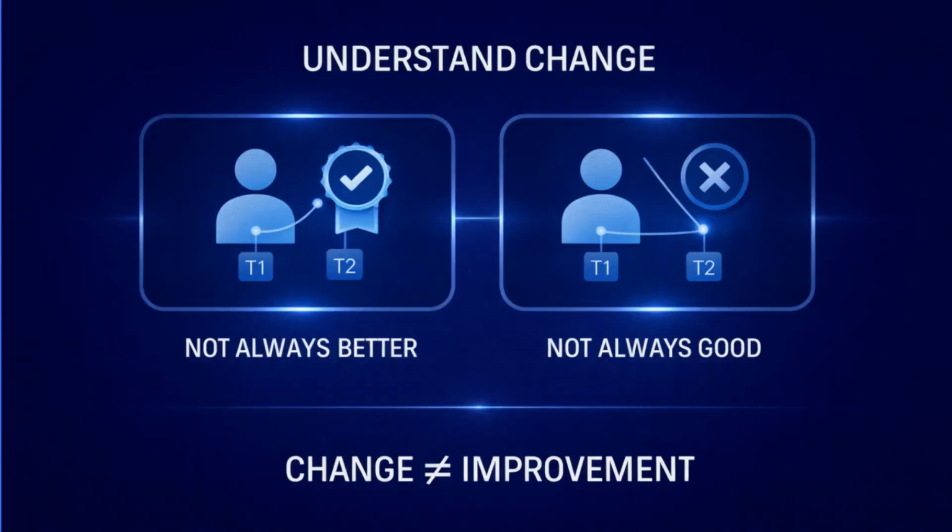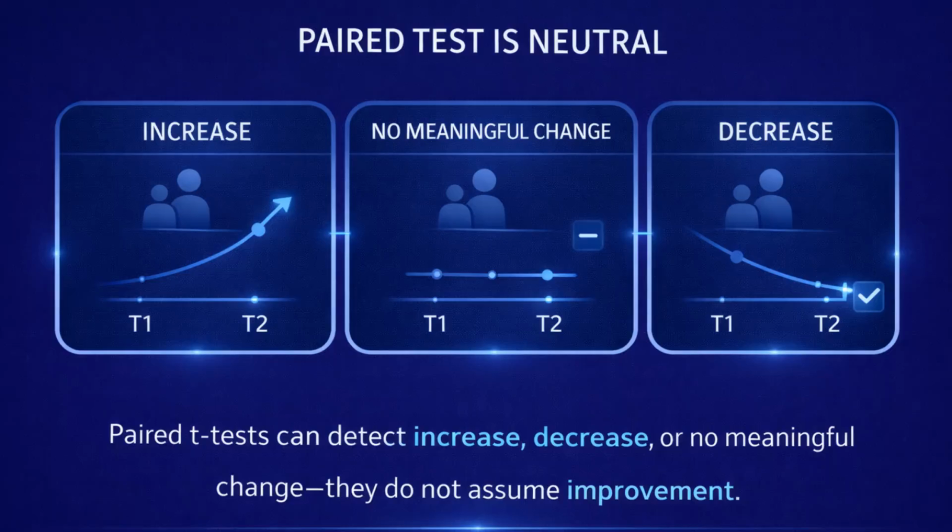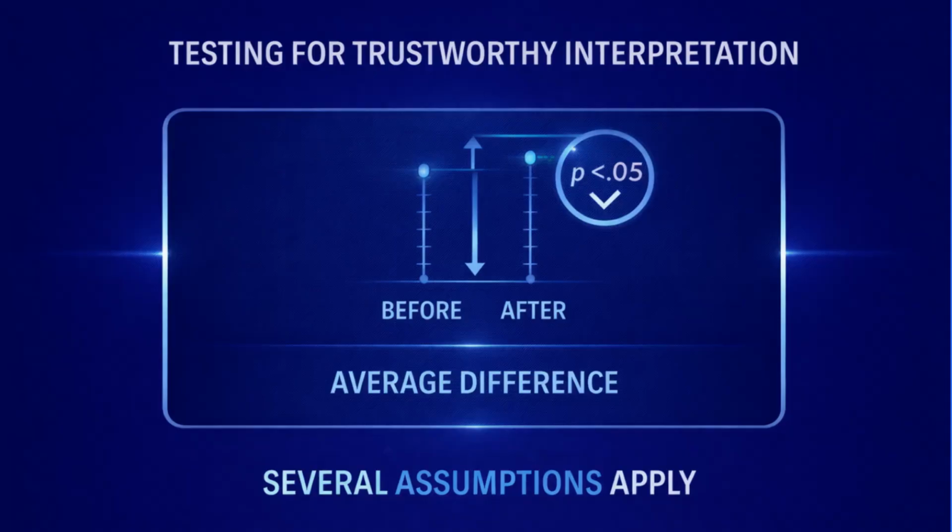It is also important to understand what change means in this context. Change does not automatically mean improvement. A paired samples t-test can detect increases, decreases, or no meaningful change at all. The test does not assume the outcome will improve. It simply evaluates whether the average difference between the two measurements is large enough that it is unlikely to have occurred by chance.